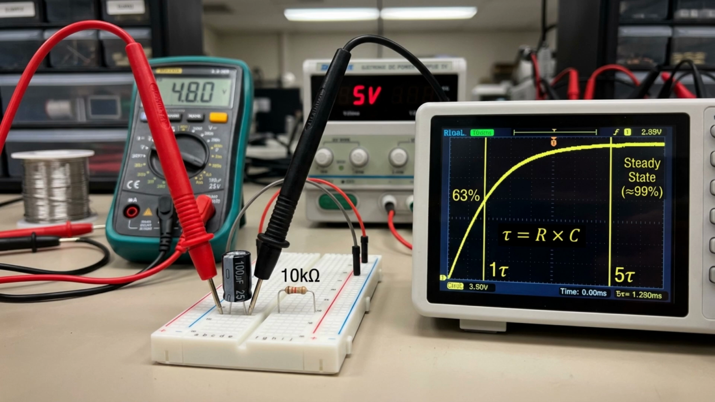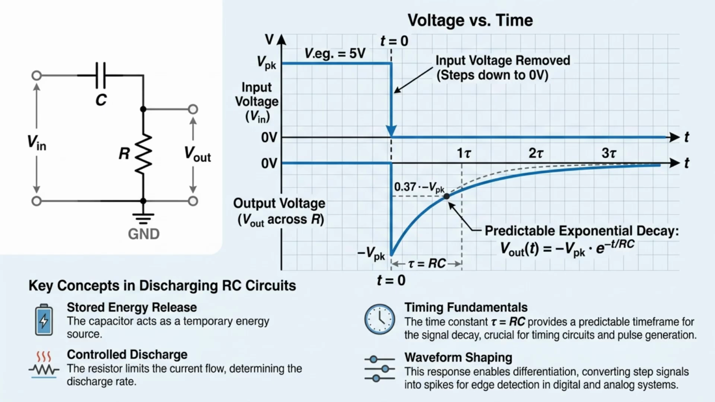fully charged. When the input voltage is removed, the capacitor discharges through the resistor. The stored energy is released back into the circuit in a controlled exponential decay. This predictable behavior is fundamental to timing and waveform shaping in electronic systems.